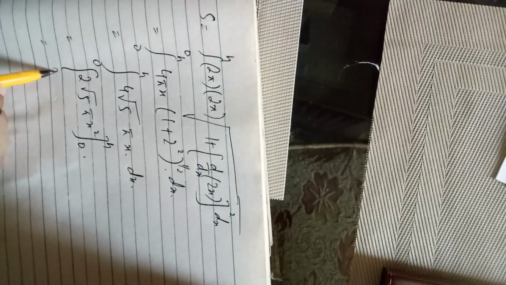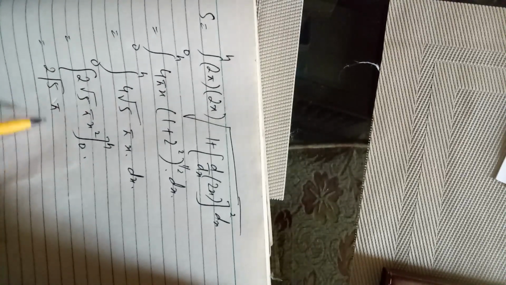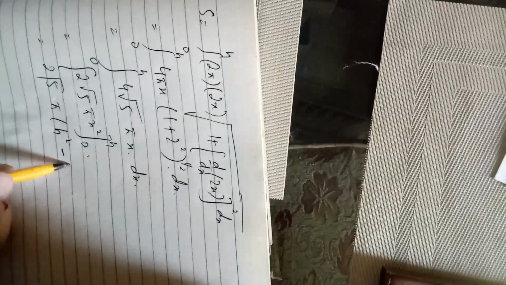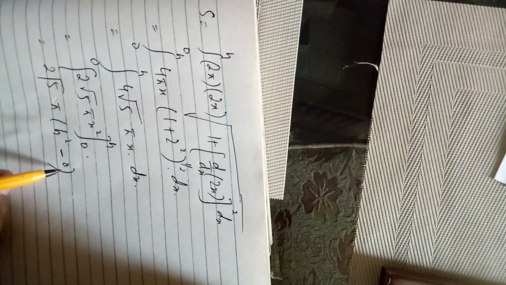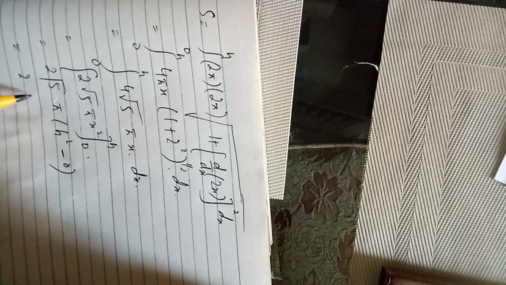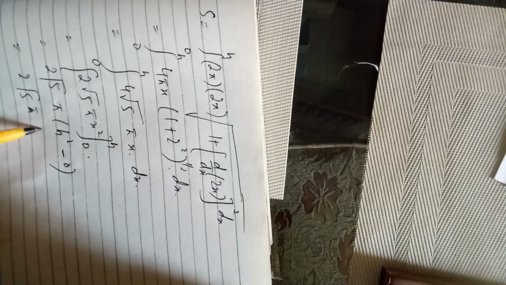You can put it like root 5 pi times h squared minus 0, so that would be 2 root 5 pi h squared. This is how you're going to explain it, and this would be the surface area. Okay, so this is how you will be able to explain this short bit of the concept.